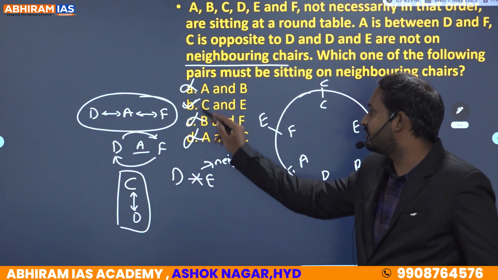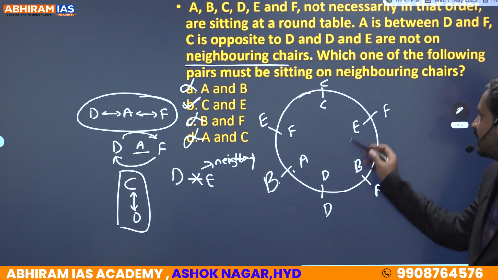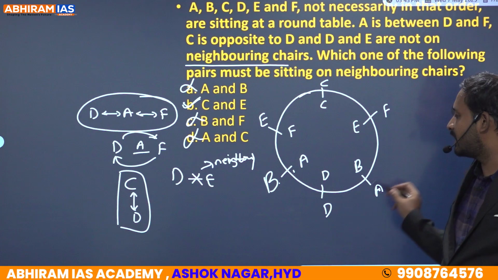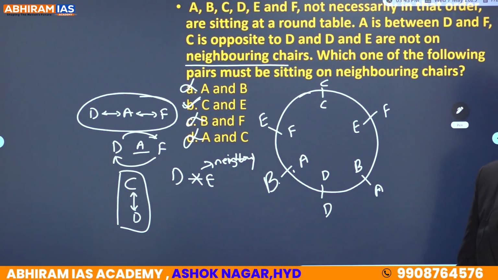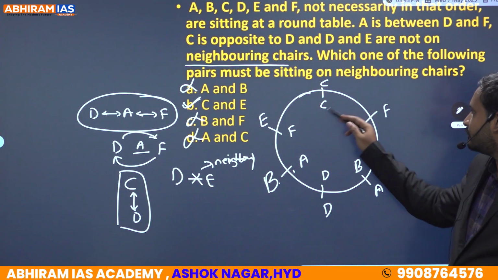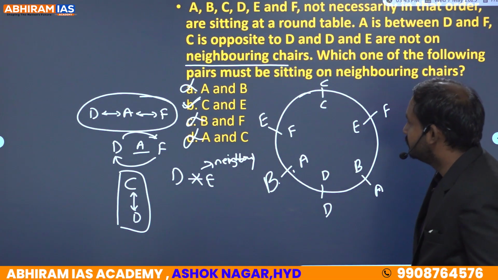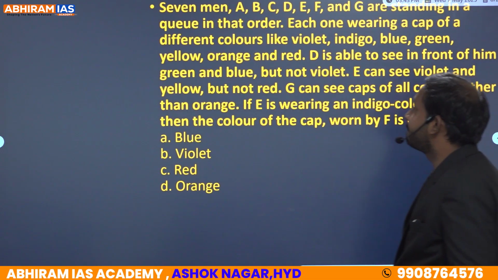So the only chance left for us here is option B, C and D are neighbors. Whether you take the inner arrangement or outer arrangement, in both cases C and D are neighbors. Here there is possibility for both the cases, students. This one and this one. Okay, understood? Right, next one.